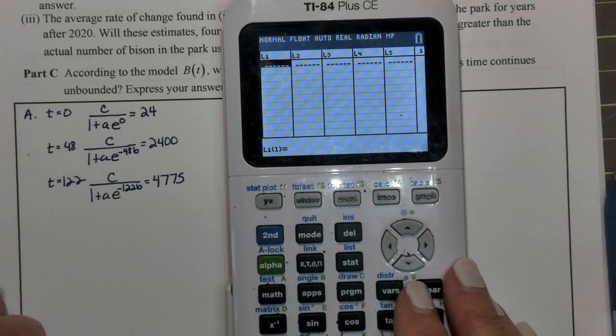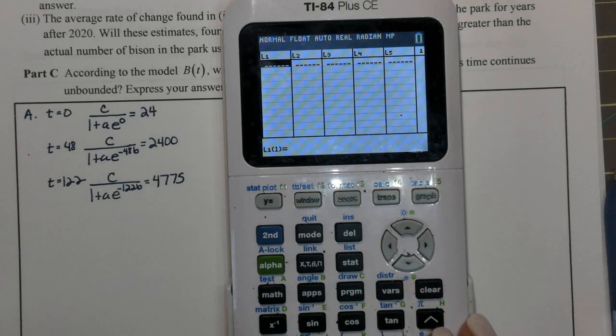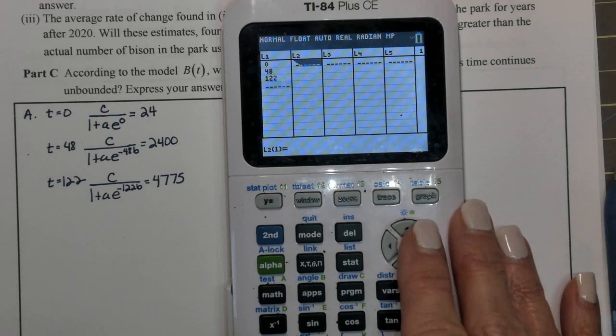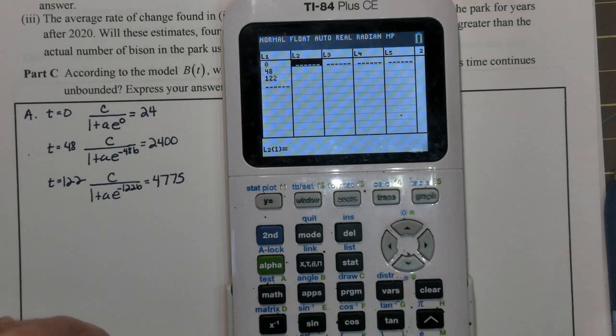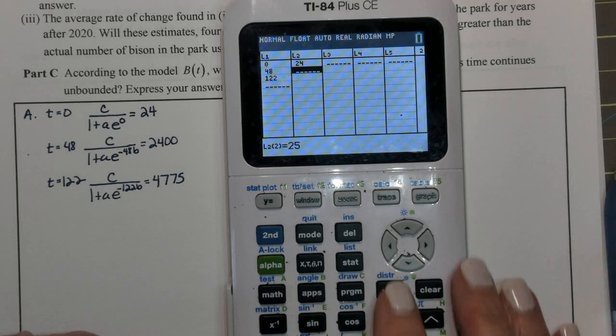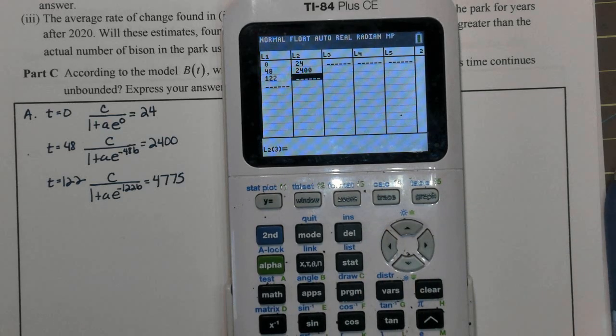Okay. So I'm putting in the data that they gave me. They gave me times 0, 48, and 122. At time 0, there were 24 bison. At time 48, there were 2,400 bison. And at time 122, there were 4,775 bison.